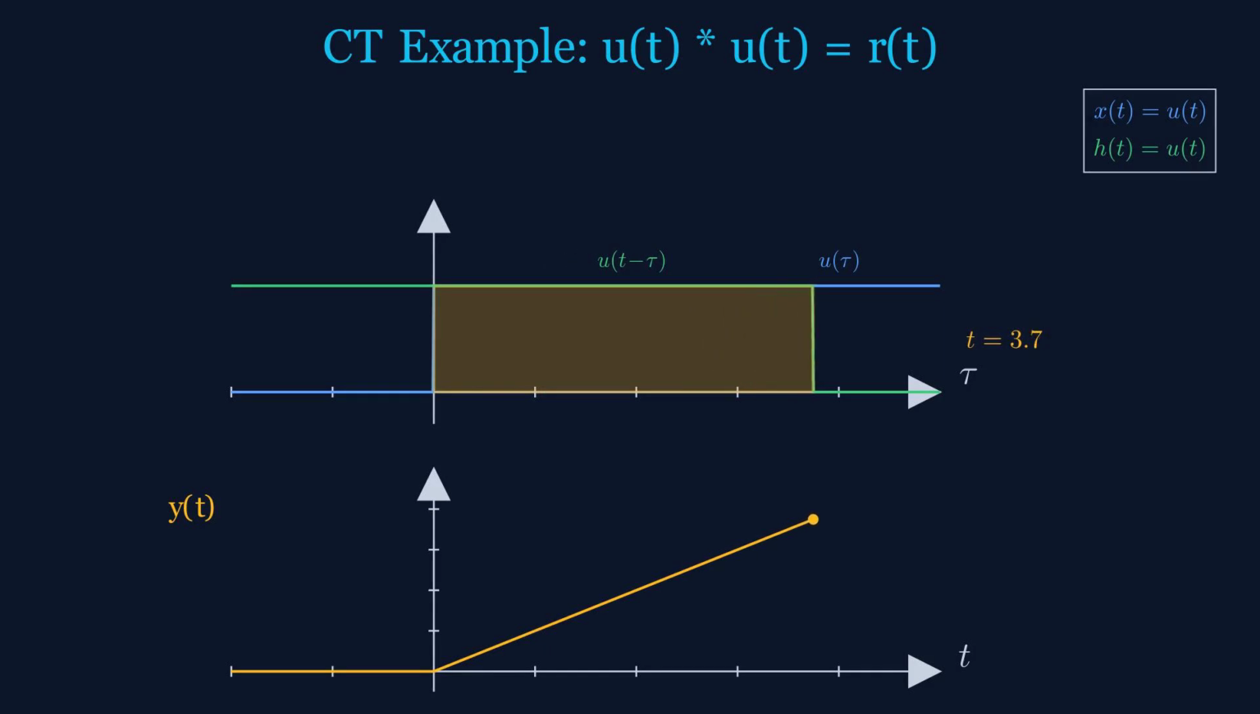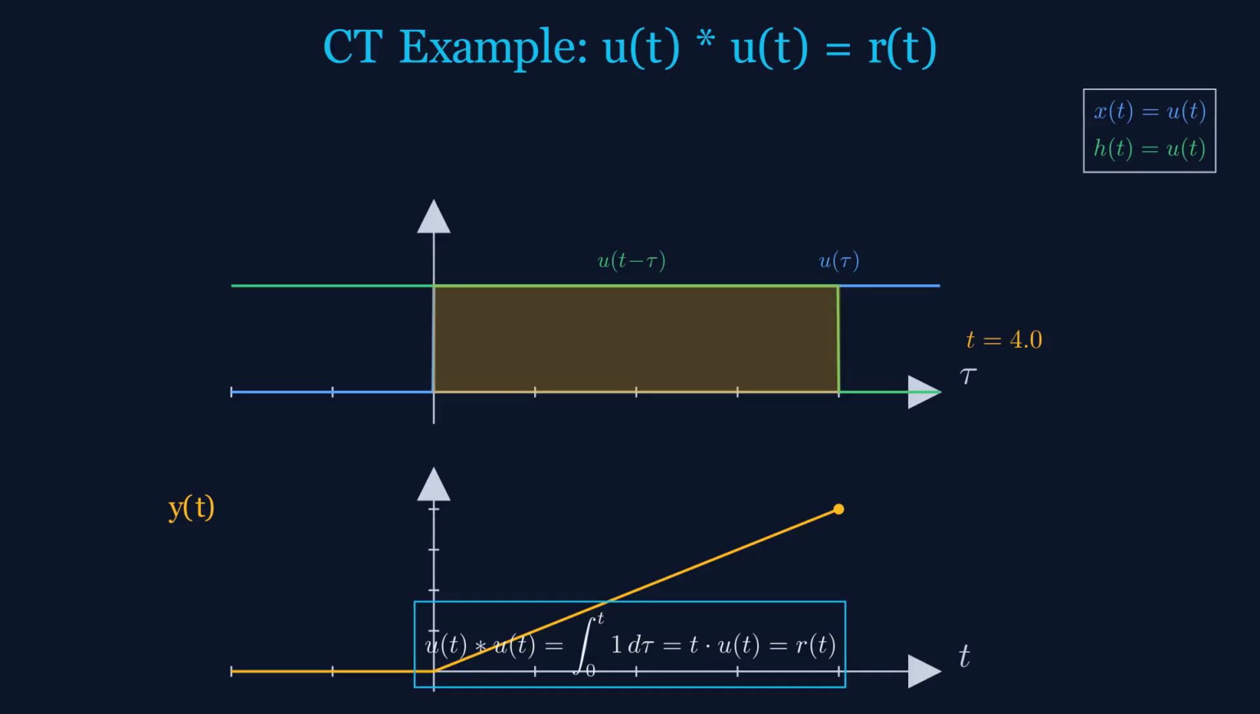Their product is 1 only when 0 is less than or equal to tau and tau is less than or equal to t. The integral becomes the integral from 0 to t of 1 d tau, which equals t for t greater than or equal to 0. Therefore, u(t) convolved with u(t) equals t times u(t), which is the ramp function r(t).